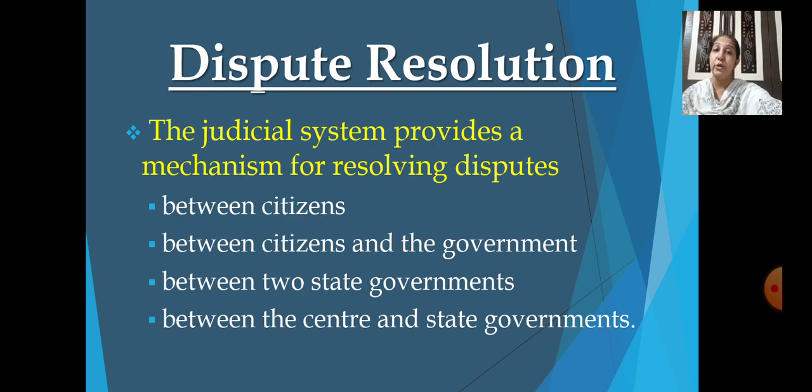Even between two state governments. See, it initially starts with the citizens, then it goes to disputes between citizens and the government also. Then the next step is between two state governments. Even if there are any conflicts among the two state governments, that is also the judicial system's work to resolve. Then between the center and the state governments. So these all are the categories, children.